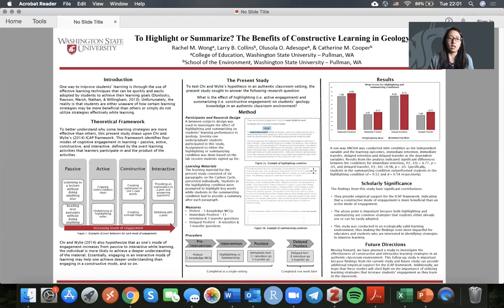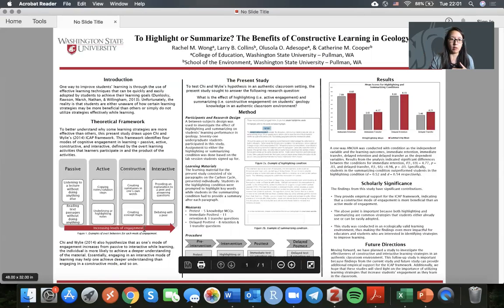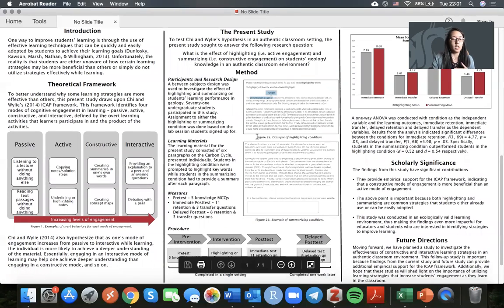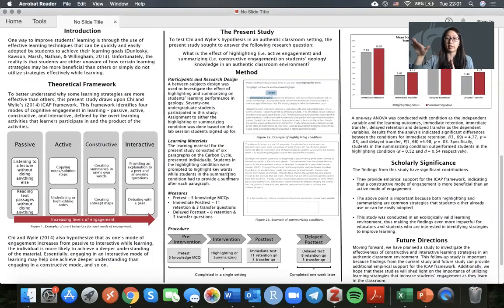participate in. So to give you a quick overview, looking at this little chart over here, and let me zoom in for you. So we have 4 modes, and these 4 modes are labeled in increasing levels of engagement.